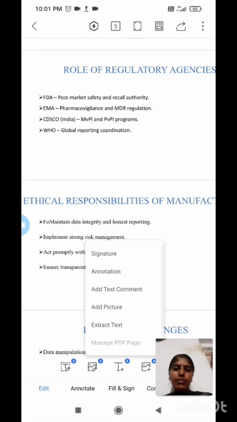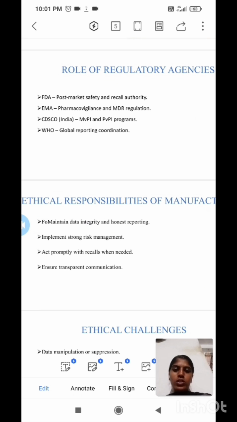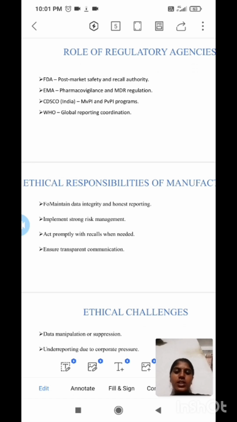The role of regulatory agencies. FDA is the post marketing safety and recall authority. EMA is the European authority, and CDSCO in India. Then WHO handles global reporting coordination.